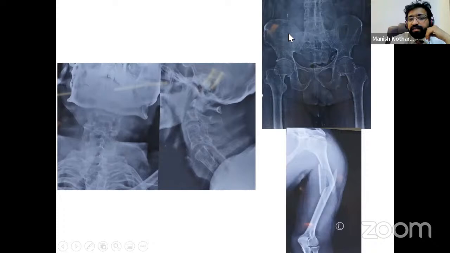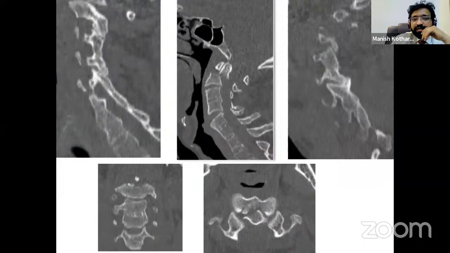So this was the CT, which was already done there. You can see there's a type 2 odontoid fracture, which is majorly displaced. Almost the anterior cortex is meeting the posterior cortex here. At the C4-5 level, there is some retrolisthesis, hyperextension. But you can see there is some pseudoarthrosis kind of situation going on.